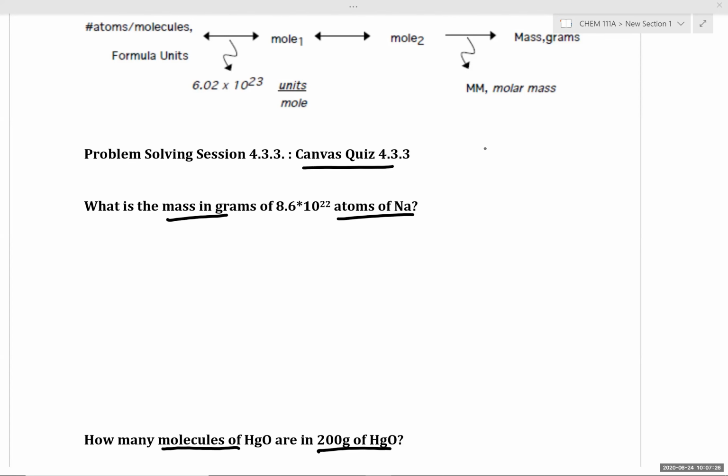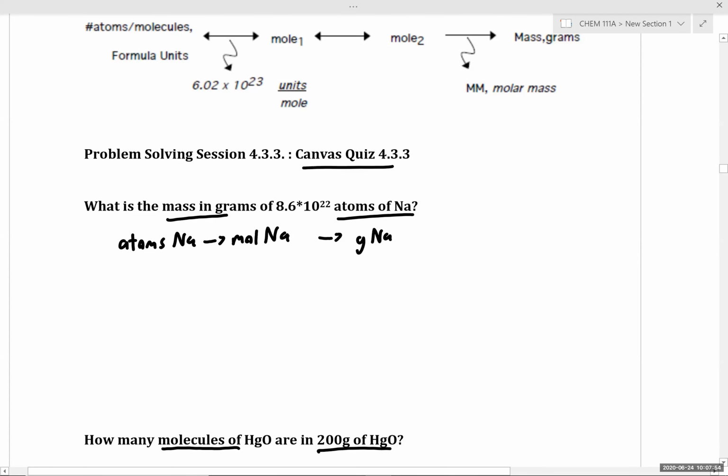Okay, so let's discuss these examples now. So we're asked to figure out the mass in grams of 8.6 times 10 to the 22nd atoms of sodium. So we're going from atoms of sodium to some unit to grams of sodium. Our intermediate stepping stone will be moles of sodium.